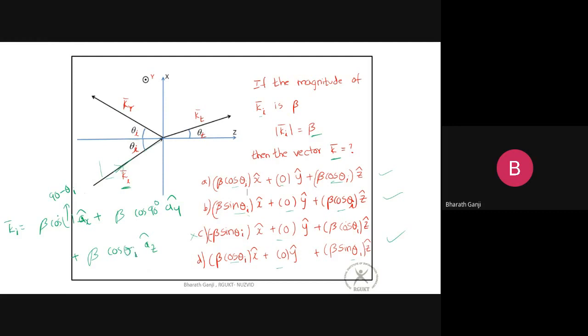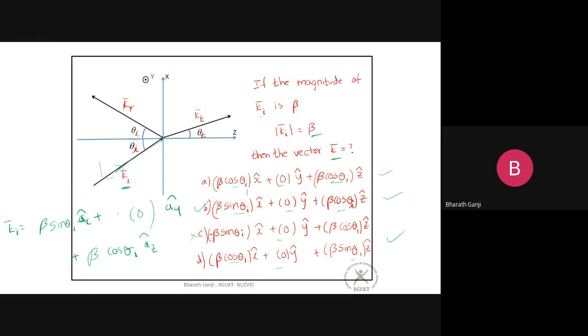So you can see cos of 90 minus theta is nothing but sin theta. And cos 90 degrees is nothing but 0, so this whole term becomes 0. Finally I can write the vector as beta sin theta i times ax cap plus 0 times ay cap plus beta cos theta times az cap. So that gives you your answer as b.